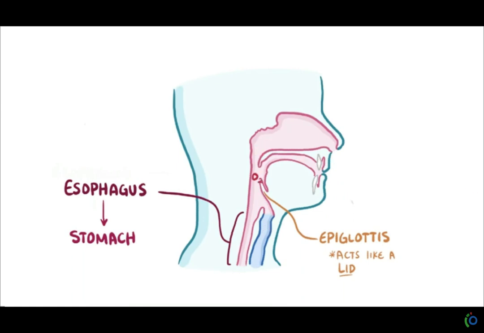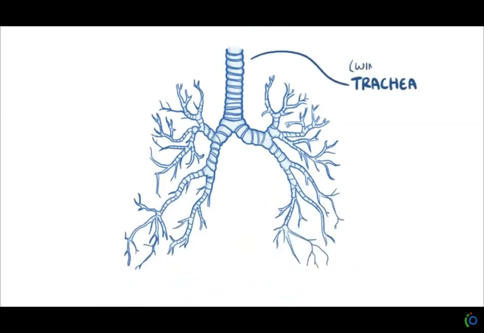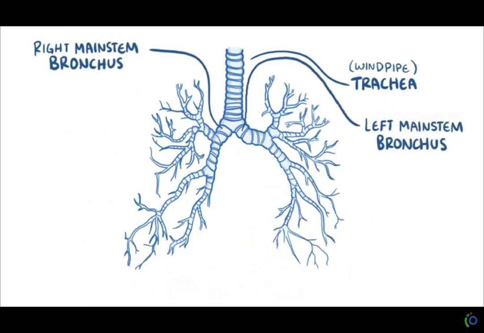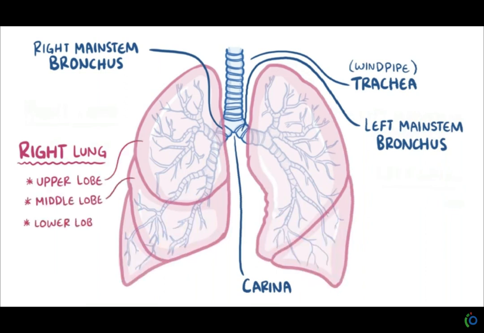Now, once air makes its way into the larynx, it then continues down the trachea, or windpipe, which splits into 2 main stem bronchi. The point at which they split is called the carina. It then enters the lungs, and the right lung has 3 lobes, the upper lobe, middle lobe, and lower lobe. The left lung just has 2 lobes, the upper lobe and the lower lobe.